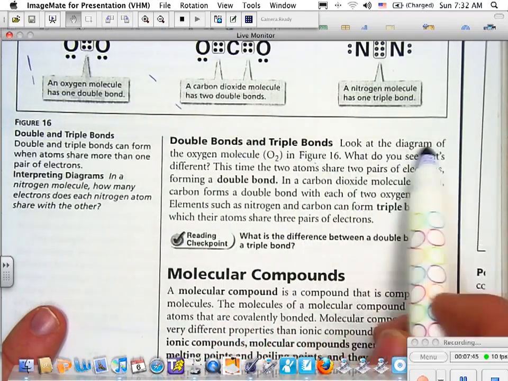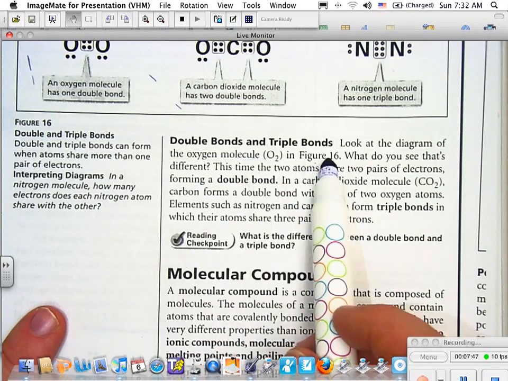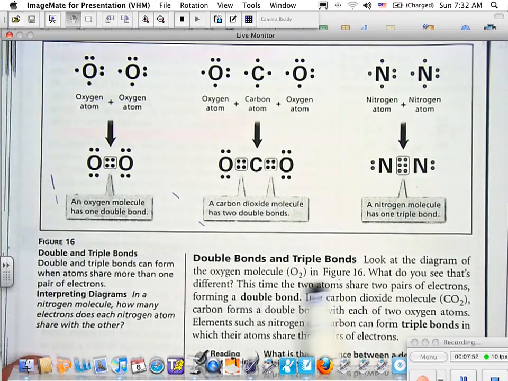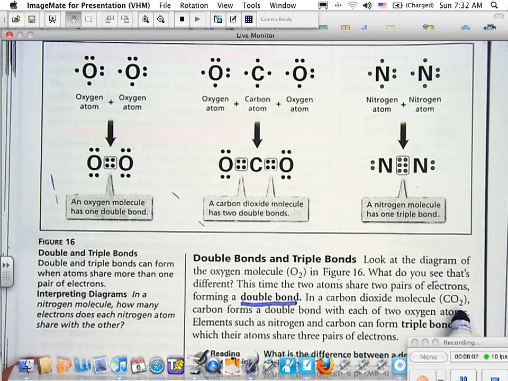Double bonds and triple bonds. Look at the diagram of oxygen molecule O2 in figure 16. Well, that's right here. What do you see that's different? This time the two atoms share 2 pairs of electrons, forming a double bond. Ooh, looks like a vocab word. In a carbon dioxide molecule, CO2, carbon forms a double bond with each of the 2 oxygen atoms. Elements such as nitrogen and carbon can form triple bonds in which their atoms share 3 pairs of electrons.